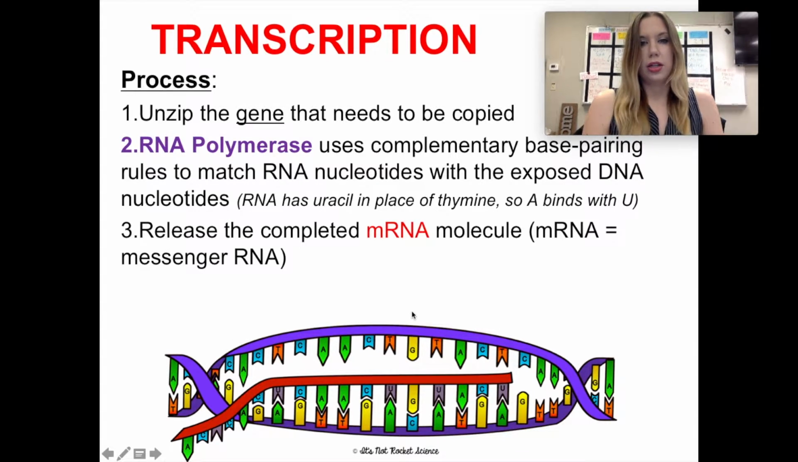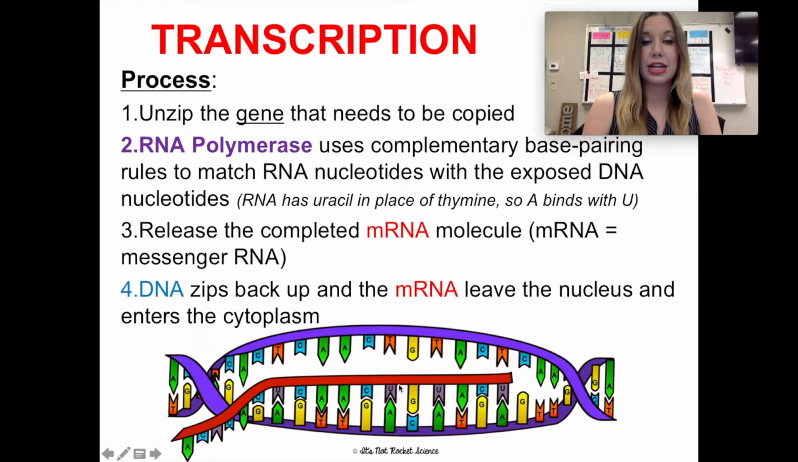Okay. So after RNA polymerase adds those complementary nucleotides, the completed mRNA molecule is released. Remember, mRNA means messenger RNA. So think of it as kind of like a mailman delivering the instructions. So he copies down the instructions and then he delivers it to where it needs to go. So this strand right here will get released, and the DNA will zip back up, and the mRNA will leave the nucleus and enter the cytoplasm.